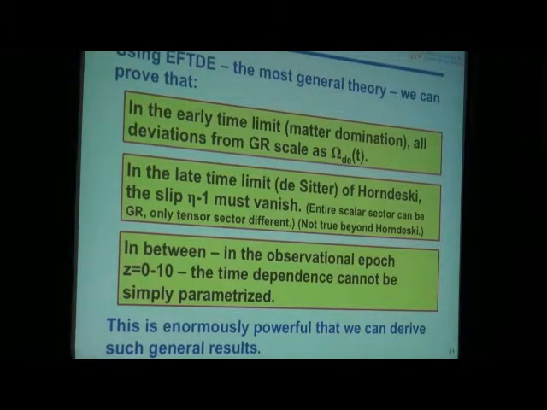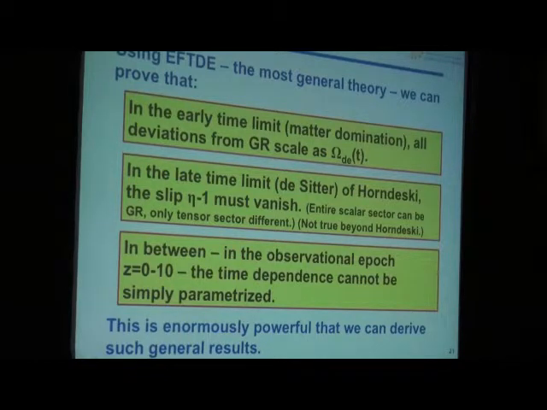So using this most general theory, what are the most general results that you can get out? And so again, I've highlighted them here. In the early time limit, when you're matter dominated, one can prove that in the entire class of theories, not just in quintessence, not just in DGP, but the entire class of these EFT modified gravity theories, any deviation from general relativity will scale as the effective dark energy density that you have. Okay? People have proved this in specific theories. Now it's been proved for the entire framework of theories.